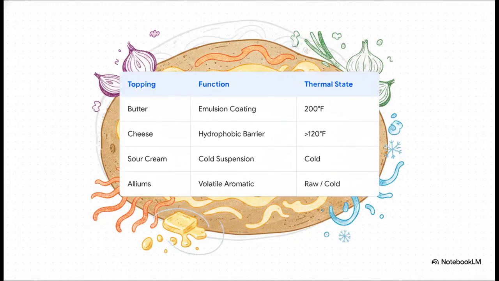So let's take a step back and look at the whole engineering schematic here, specifically focusing on the thermal states. Down at the base, you've got butter acting as your emulsion coating at a blistering 200 degrees. Right above that, the cheese forms our hydrophobic barrier, melting at over 120 degrees. Sitting safely on top of that shield is the sour cream in a cold suspension, and the raw, cold alliums cap the whole thing off. It's a literally perfect gradient of temperature and texture.